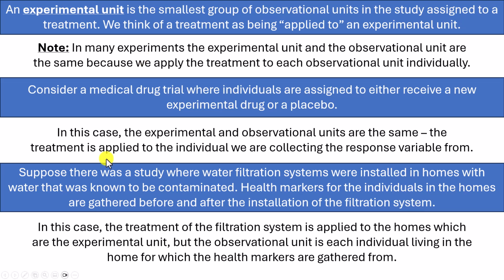So that's what I'm stating here. In this case, the treatment of the filtration system is actually applied to the house, which is the experimental unit, or each house would be an experimental unit. That's what we're applying the treatment to. But the observational unit is what we collect the actual response from, which in this case would be the health markers, right? The observational unit is going to be each individual living in the home for which the health markers are gathered. So in total, the experimental unit is what you are applying the treatment to, and the observational unit is what you are actually collecting the response variable from.